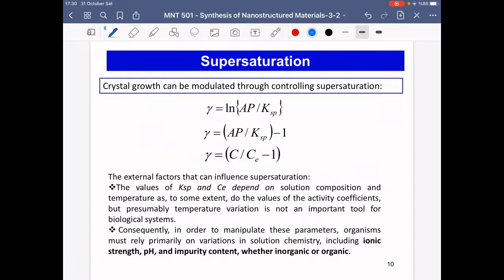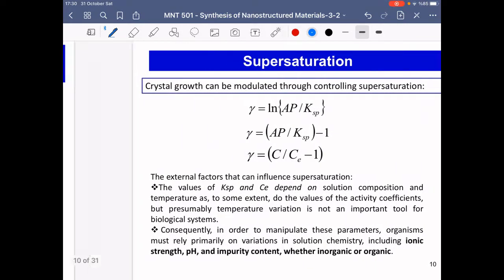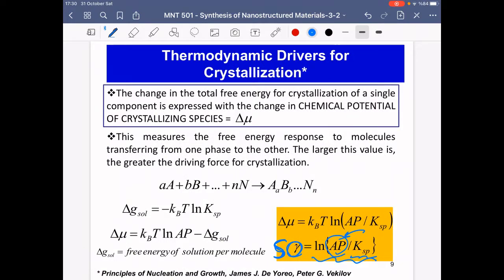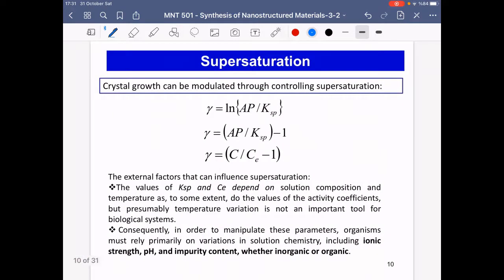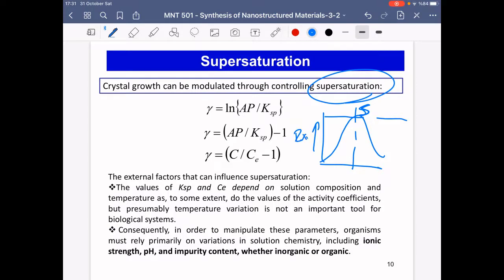So crystal growth can be modulated through controlling supersaturation. This is called supersaturation, which is very important. And that's what my Lamer curve looked like at the beginning. And this is my supersaturation point. Okay, this was the amount of reactants that I had, and this was my time. Okay, this is where the nucleation started. As soon as my solution is supersaturated, the nucleation starts here.